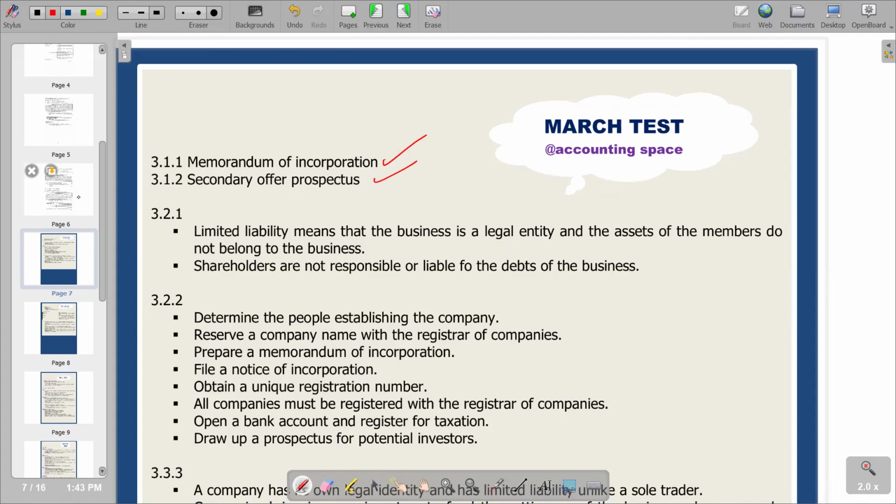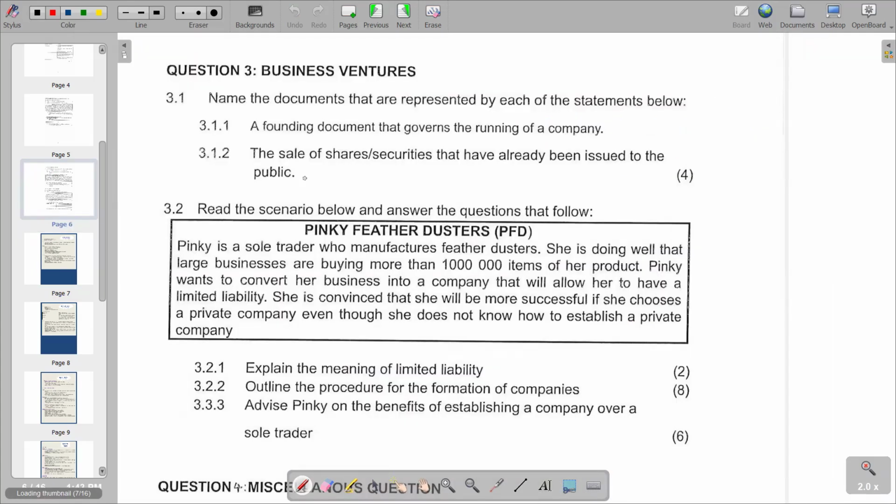So moving on to the next question, it says, read the scenario below and answer the questions that follow. So you are given a scenario that you just need to go through before you answer the questions, so you can read and comprehend. Then 3.2.1 reads, explain the meaning of limited liability. So I just need us to give an explanation of what limited liability is.